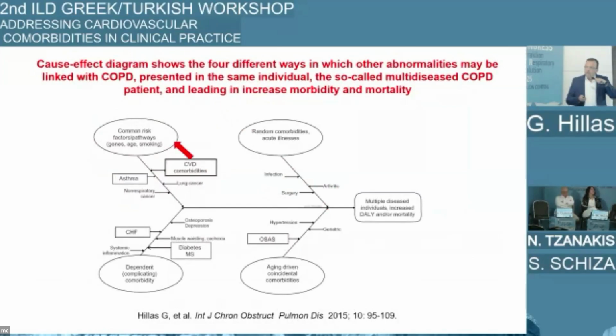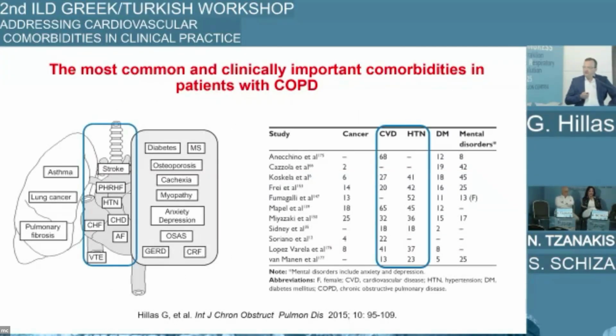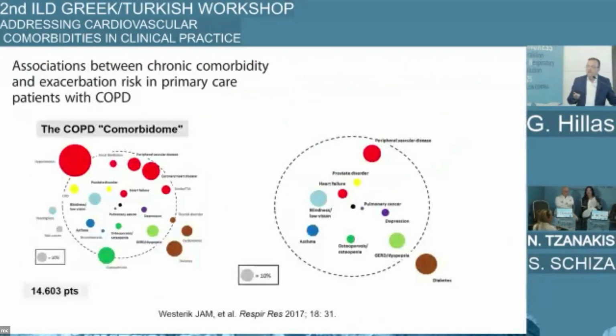And as we all know, cardiovascular disease and COPD share common risk factors, common risk pathways, such as genes, age, smoking, etc. Among the most clinically important comorbidities in patients with COPD, cardiovascular diseases rank first, with average rates between 40 to 50% of COPD patients. And in this coexistence, the contribution to COPD symptoms of left ventricular end-diastolic diameter, compared to lung function, is small, but it is detectable irrespective of all other influencing factors.